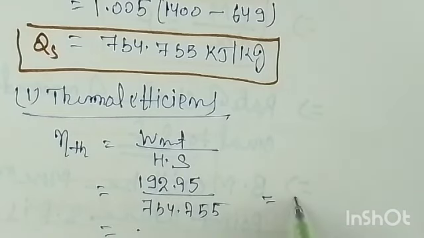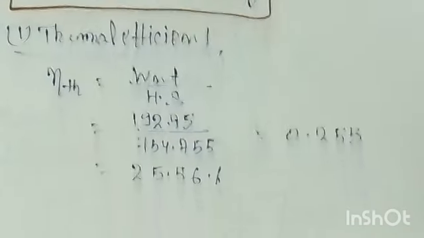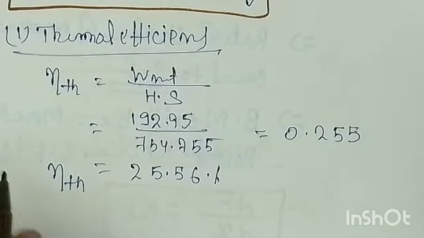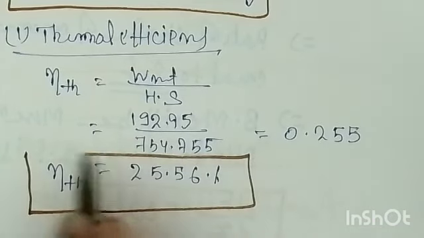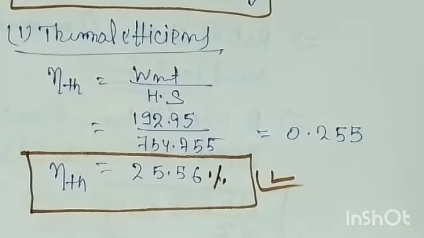Actually it will come to 0.255, right? So when you multiply it with 100, it becomes 25.56%, right? So the thermal efficiency of the cycle, you can see, is near about 26%, and the exact value is 25.56%, right? Okay, next we have to find out the back work ratio, right?